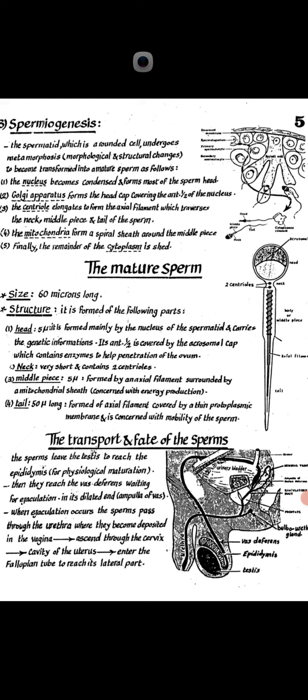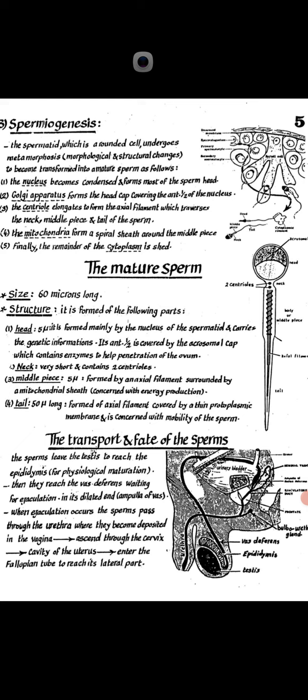The second part is the neck. The neck is very short and contains 2 centrioles. Third is the middle piece, which is 5 micron long, formed by the axial filament surrounded by a mitochondrial sheath. Why is it covered by a mitochondrial sheath? It is concerned with energy production.